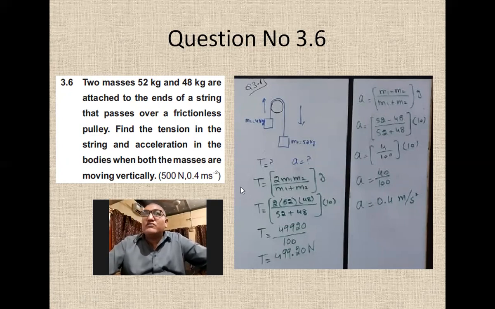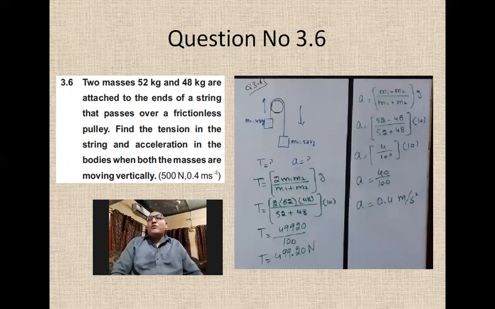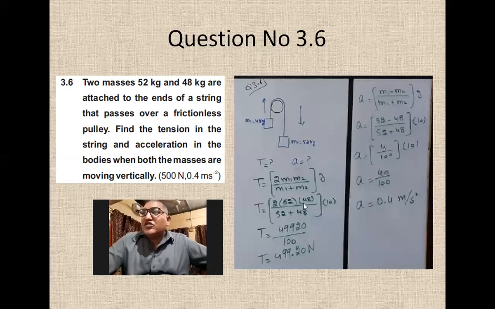You need to remember this formula. The formula for the tension when two bodies are attached with each other through a string and hanging vertically is very simple: 2 m1 m2 divided by m1 plus m2, the whole thing multiplied with g. You simply need to put the values here: 2 into 52 into 48 divided by 52 plus 48, and multiply the whole thing with 10.